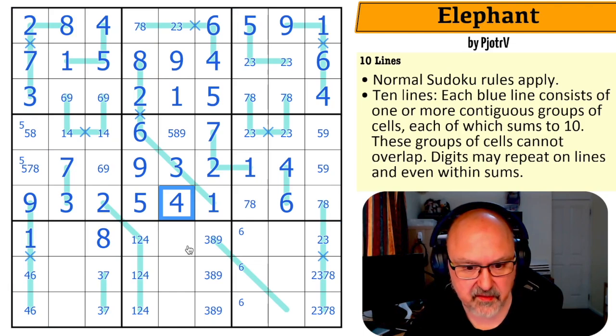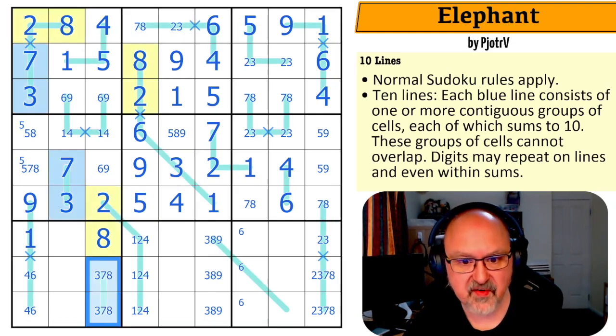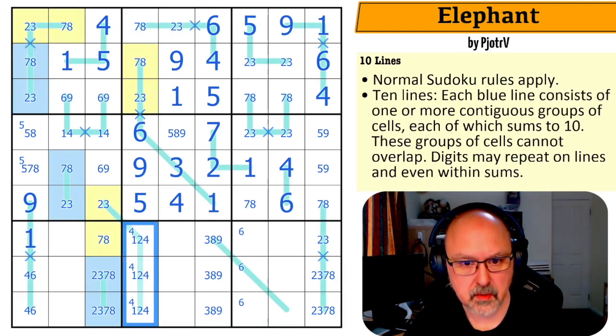I like to get rid of colouring when I'm done. So the 8 makes that 7 and that 3. And I've broken the puzzle. What have I done wrong? Why did I put 2, 8 in there?